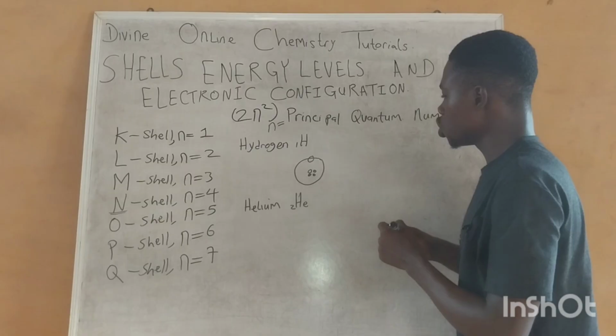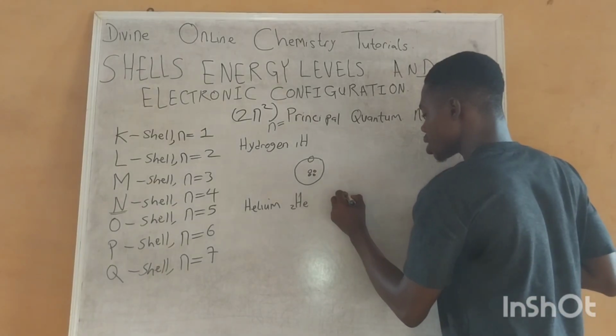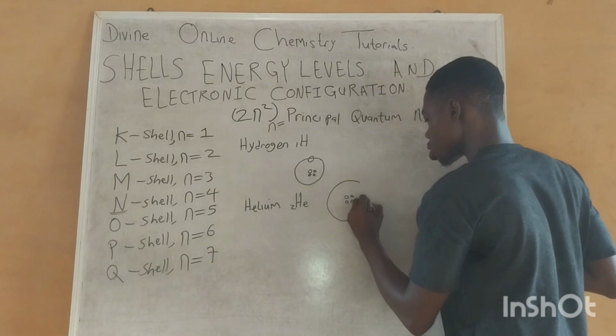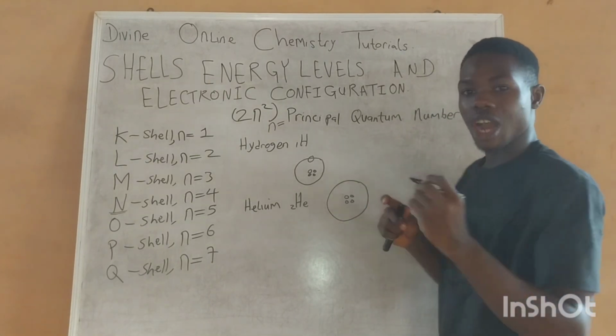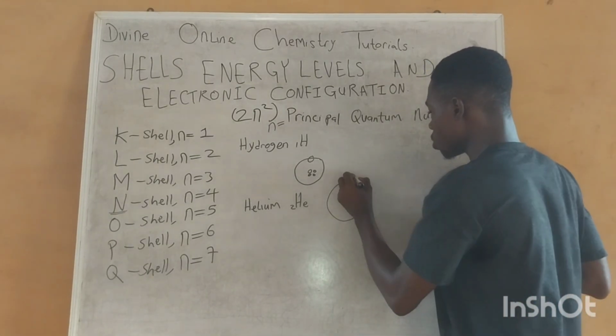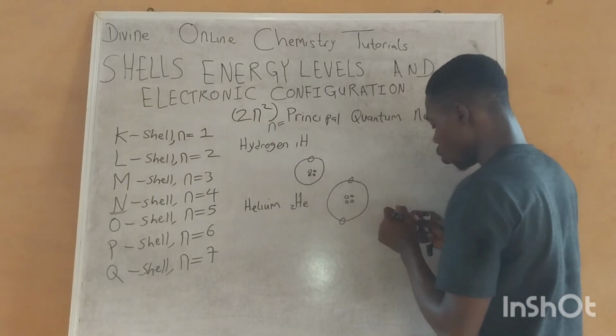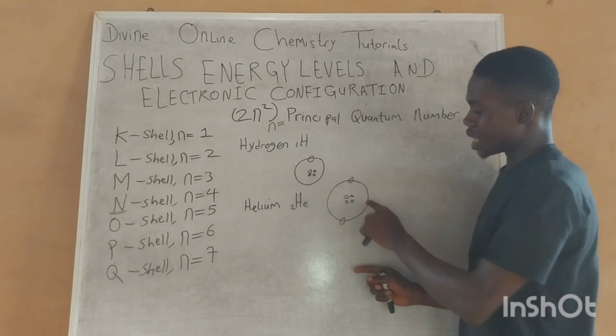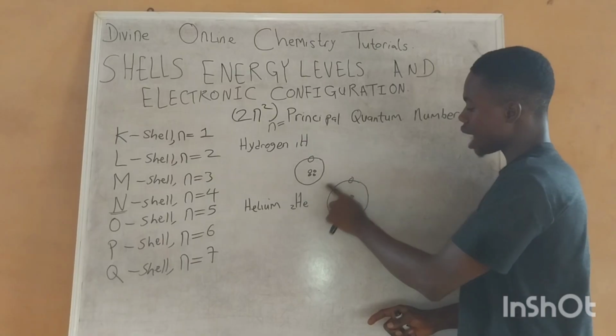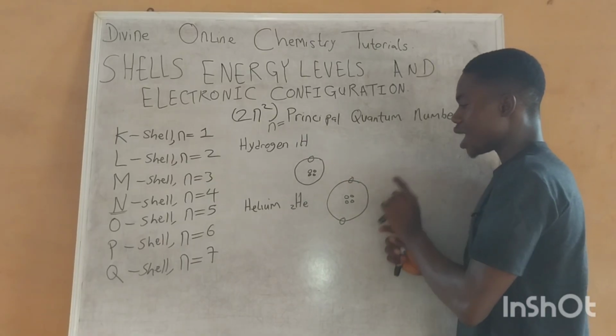Now if you want to represent it using the shell method, it's the same process. Helium has 2 electrons, so I'm going to represent it like this. You can see the 2 electrons in the shell, spinning around the nucleus of the atom.